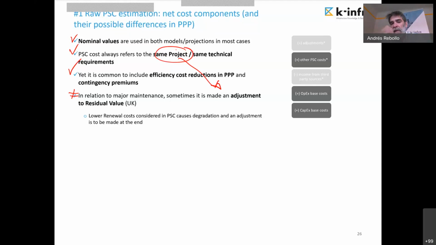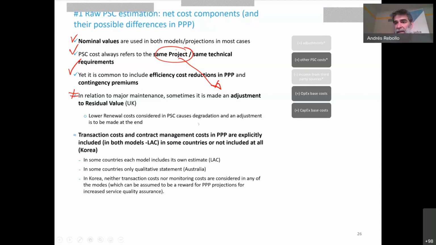So this is the philosophy of this adjustment to the residual value. It is money to be recognized that you will need to put at the end of the contract to recover and compensate for all the escalated deterioration coming from sub-maintenance or under-maintenance during the life of the project. And I like it, okay?